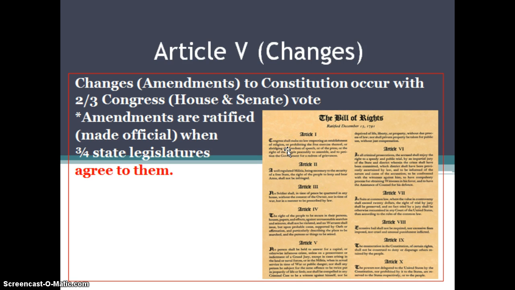Of course, the most famous amendments to the Constitution are the first 10, which were ratified officially in 1791, which means, again, 3/4 of the states agreed with Congress that these are necessary amendments. So the first 10 amendments will be known as your Bill of Rights. So that's what Article 5 says, how to make changes to the Constitution.